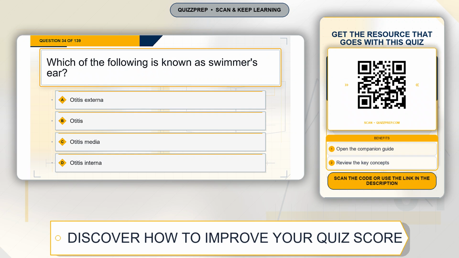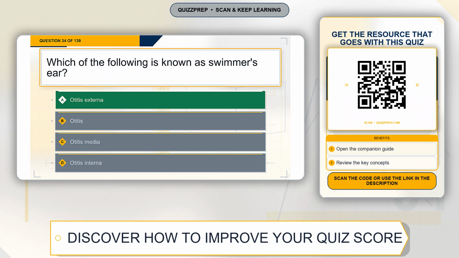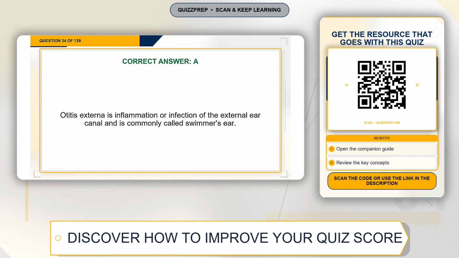Question 34. Which of the following is known as swimmer's ear? Option A, otitis externa. Option B, otitis. Option C, otitis media. Option D, otitis interna. The correct answer is option A, otitis externa. Explanation. Otitis externa is inflammation or infection of the external ear canal and is commonly called swimmer's ear.